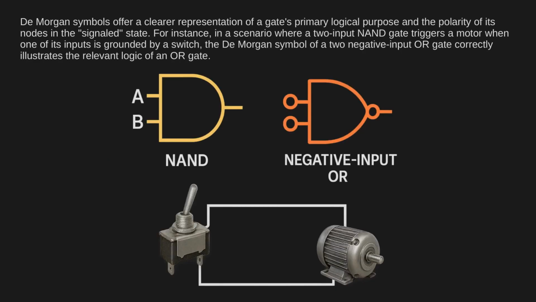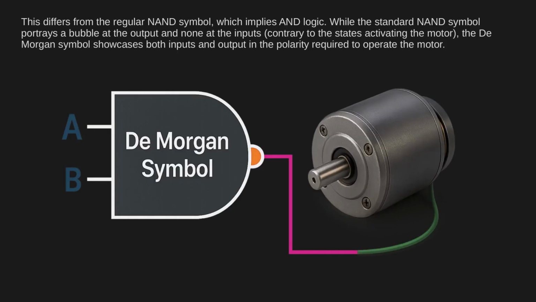De Morgan symbols offer a clearer representation of a gate's primary logical purpose and the polarity of its nodes in the signaled state. For instance, in a scenario where a two-input NAND gate triggers a motor when one of its inputs is grounded by a switch, the De Morgan symbol of a two-negative-input OR gate correctly illustrates the relevant logic of an OR gate. This differs from the regular NAND symbol, which implies AND logic. While the standard NAND symbol portrays a bubble at the output and none at the inputs, contrary to the states activating the motor, the De Morgan symbol showcases both inputs and output in the polarity required to operate the motor.